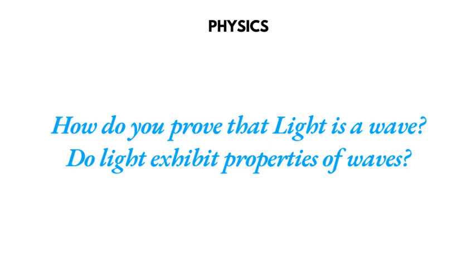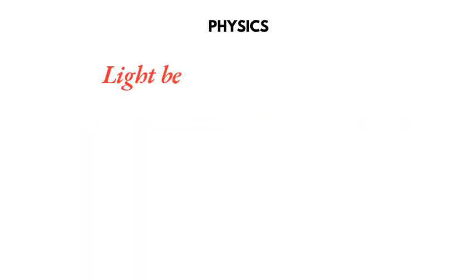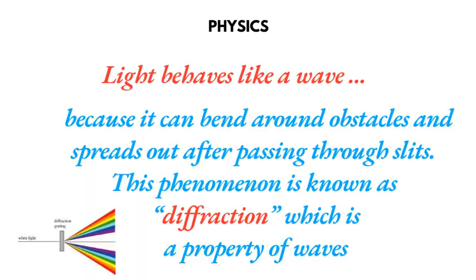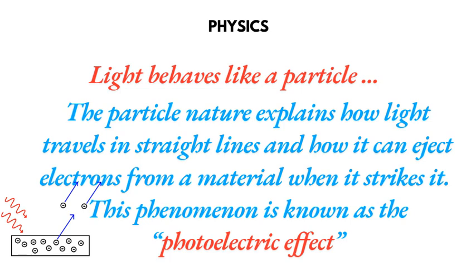How do you prove that light is a wave? What are the wave-like properties? Light behaves like a wave because it can bend around obstacles and spreads out after passing through slits, which is known as diffraction, and it is one of the properties of waves. Light also behaves like a particle. As it travels in a straight line, it can eject electrons from a material surface when it strikes it like a particle, which is known as the photoelectric effect.